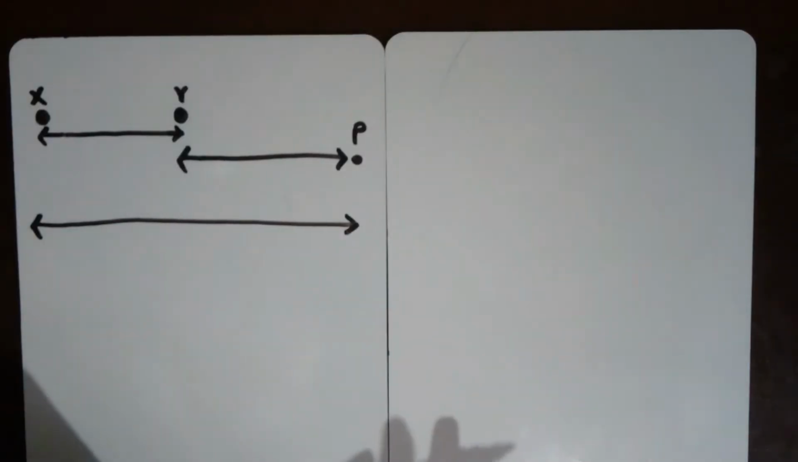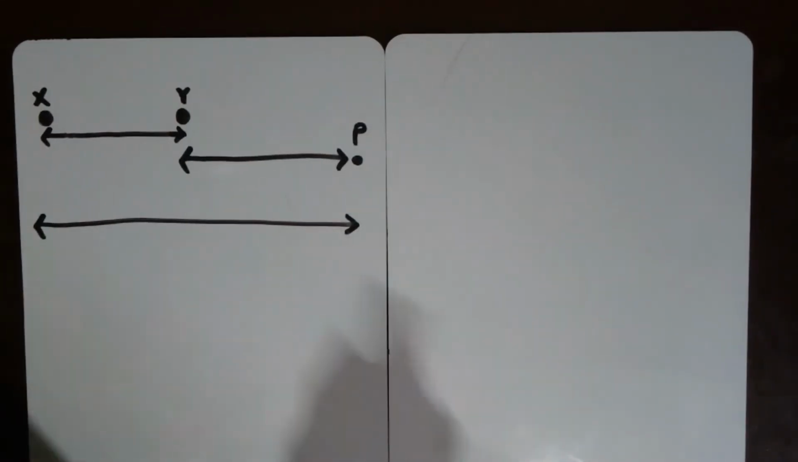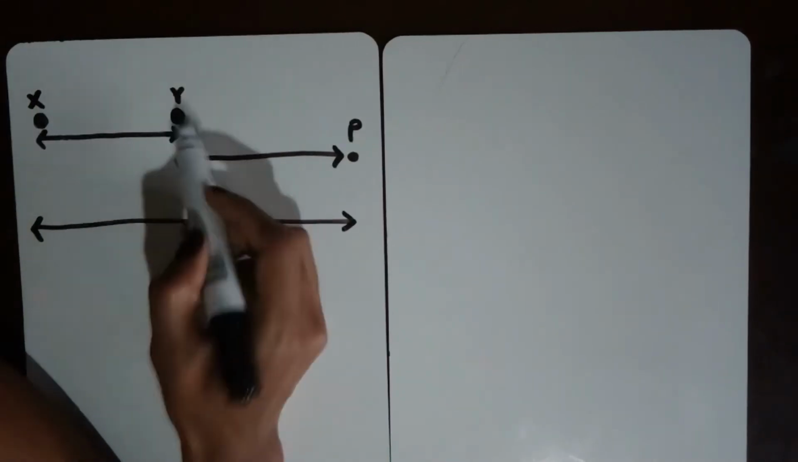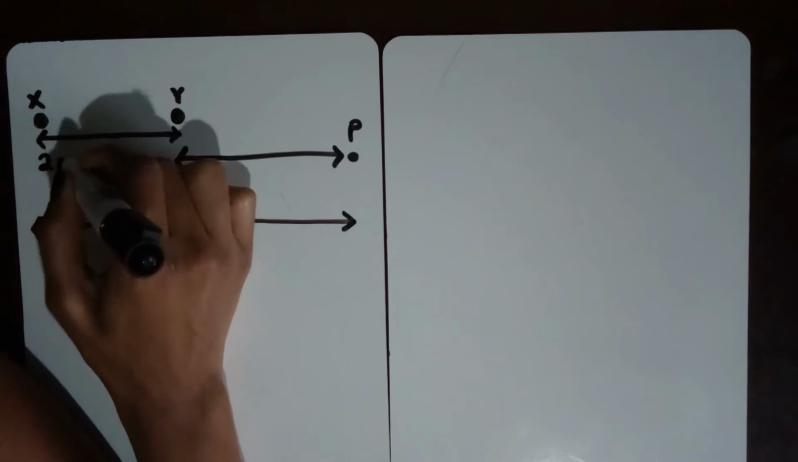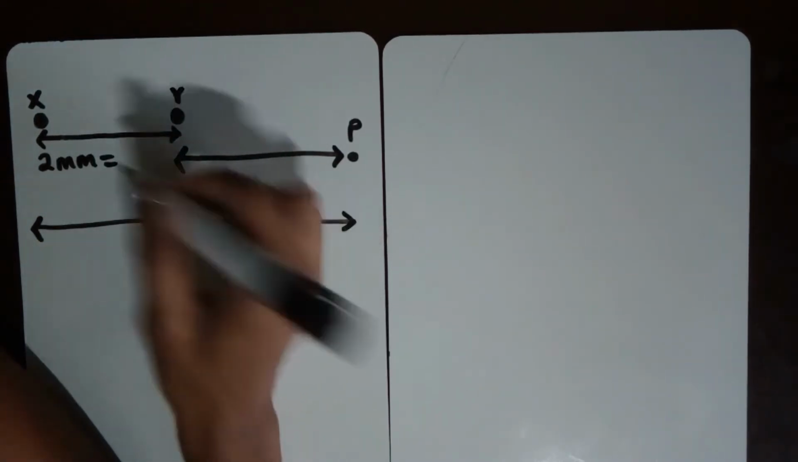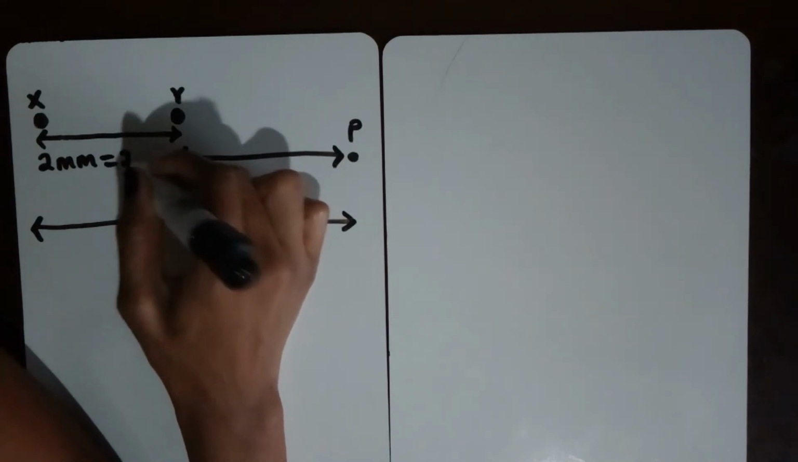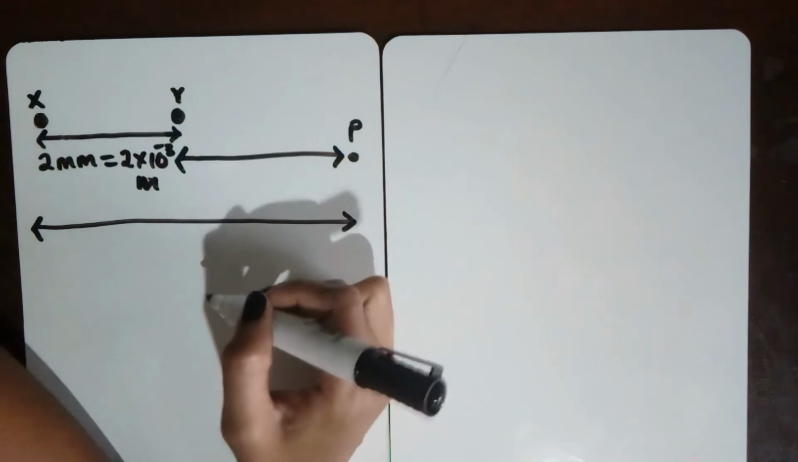This is the setup that we are given, right? So we have X and Y, which are 2 millimeters apart. So the distance between them is 2 millimeters. We know milli means 10 to the power of -3. So we can just write this as 2 multiplied by 10 to the power of -3 meters, right?